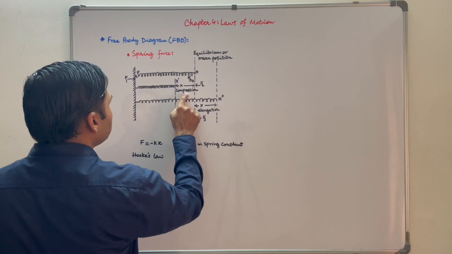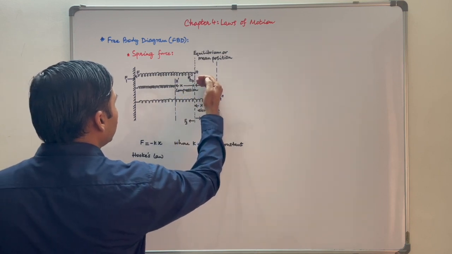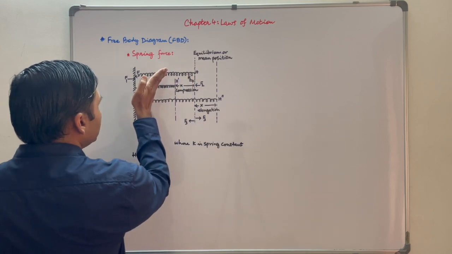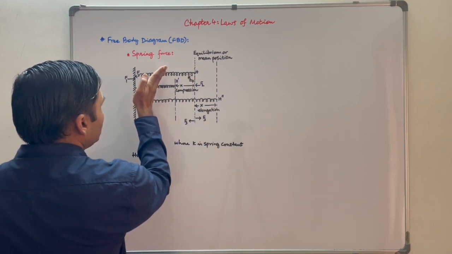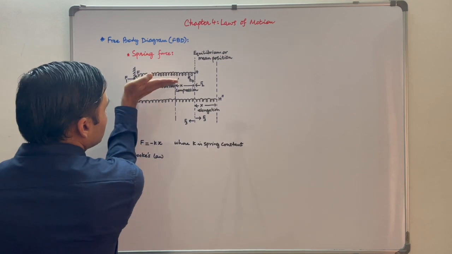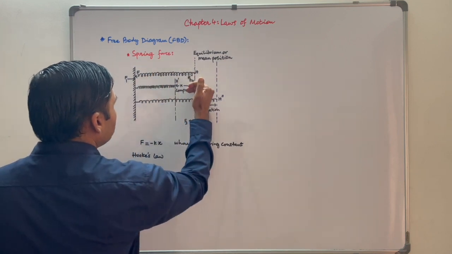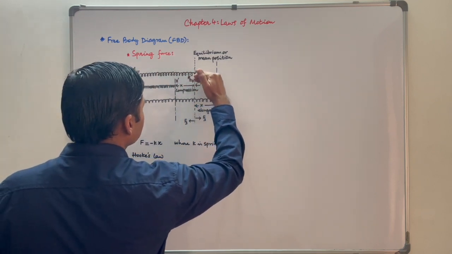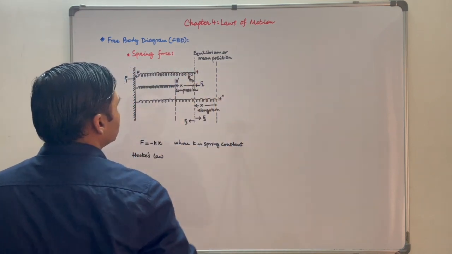When spring is compressed, force is applied by the hand on the spring in this direction. As a reaction, equal and opposite force will be applied by the spring in opposite direction. So compression is in this direction and reaction force by the spring is in this direction. They are in opposite directions.